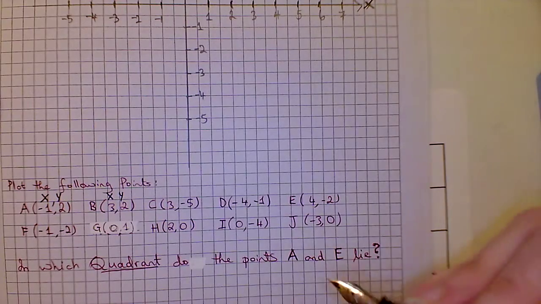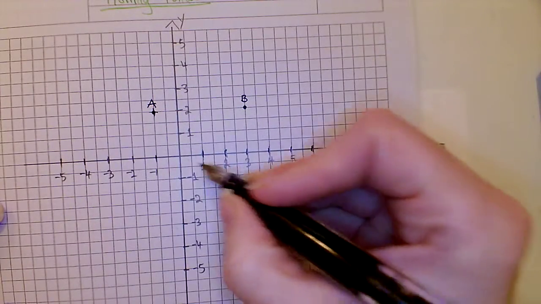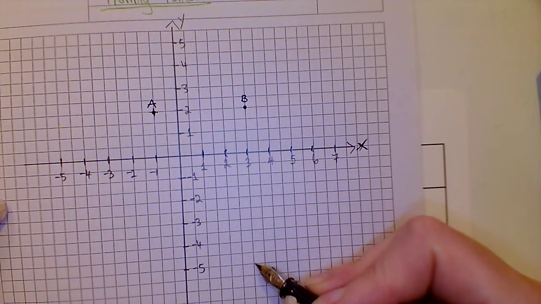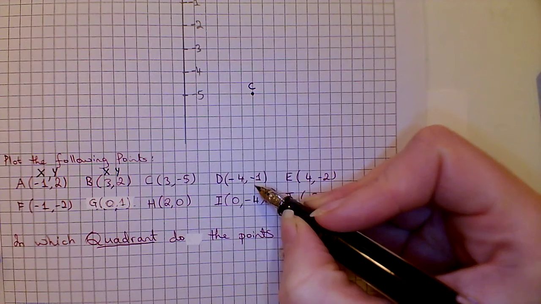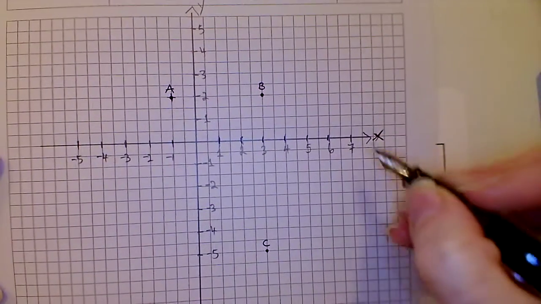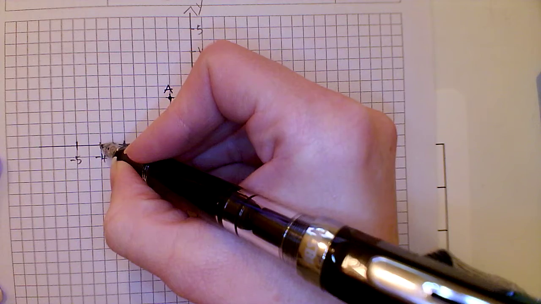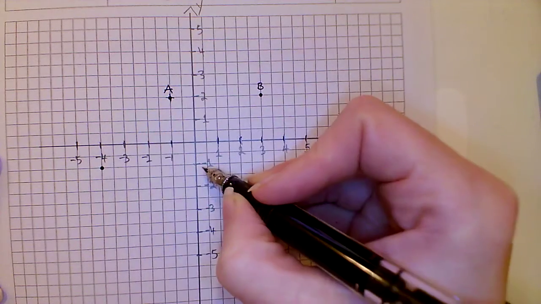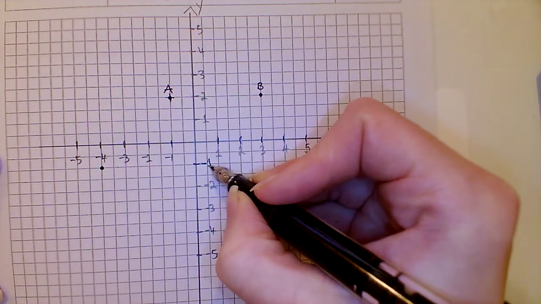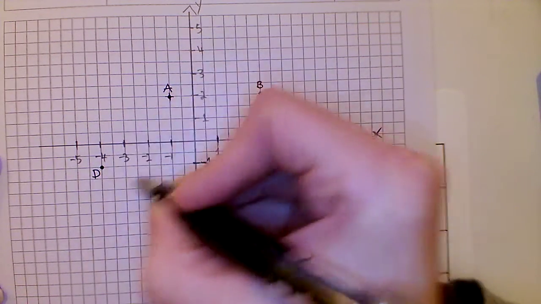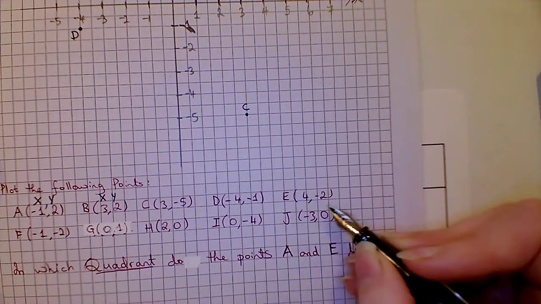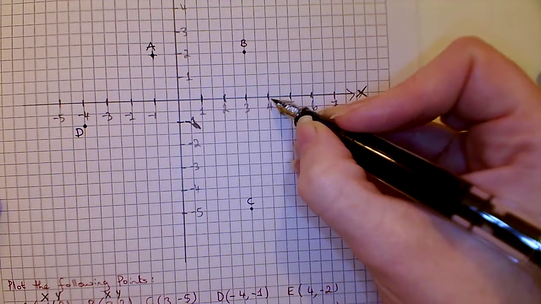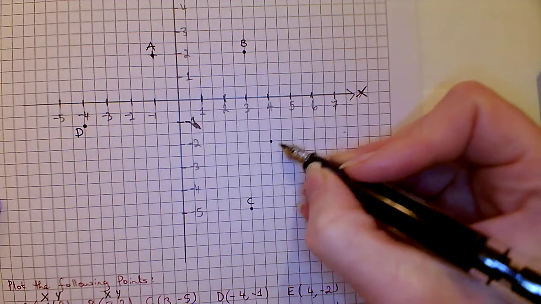The point C, 3, -5. So I go over to 3 and I go down, down, down to -5. And that's where the point C is. The point D is -4, -1. So again, on my x-axis, I go over to -4 and then I go down to -1. -1 is over here. So that's the point D. And I can write the letter anywhere that makes it neat enough. The point E, 4, -2. So over to 4, down to -2. That's the point E.